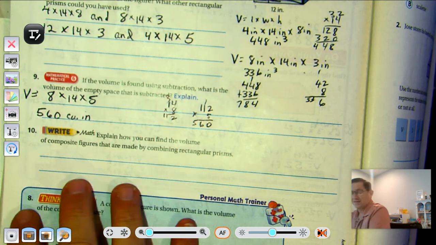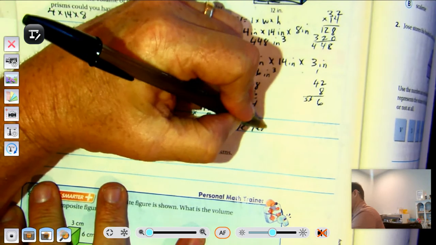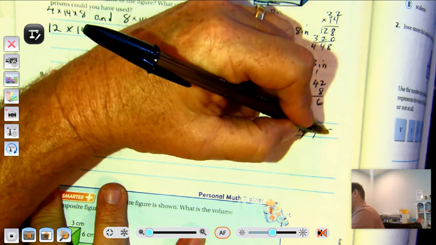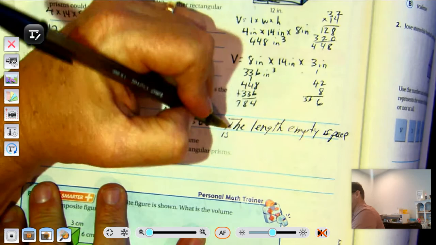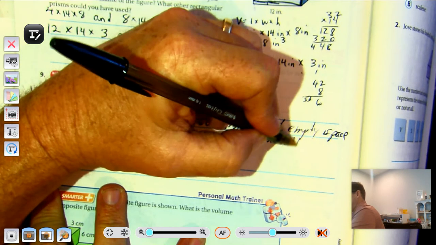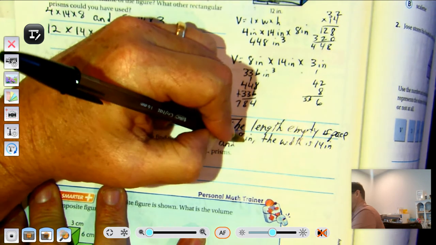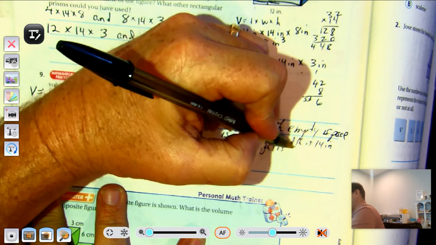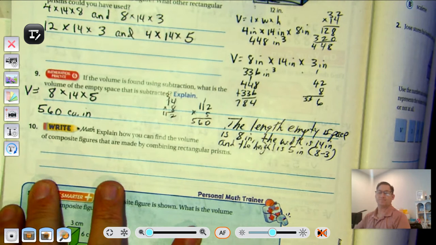Explain, well, that's basically just, okay, the length of the empty space is 8 inches. The width is 14 inches. And the height is 5 inches. 8 minus 3. Okay.